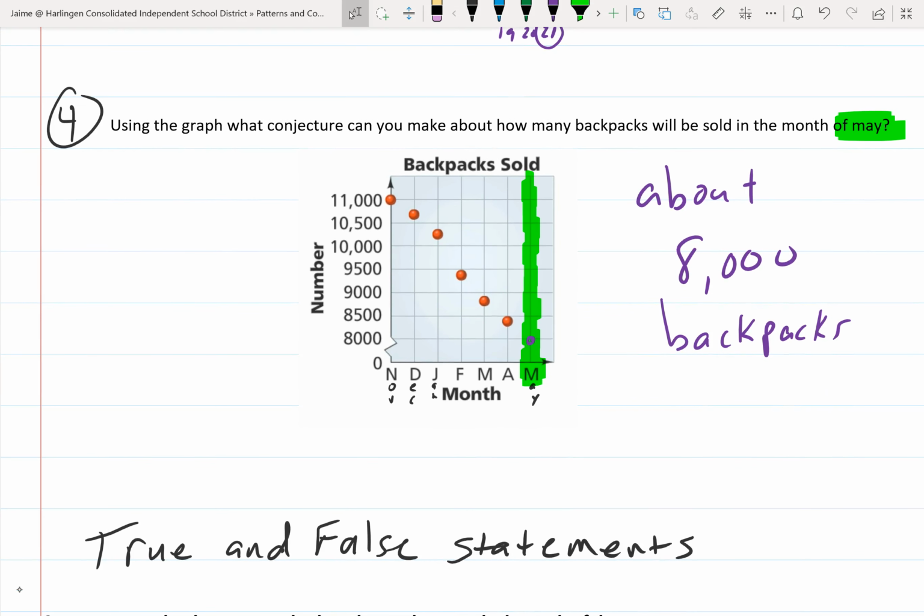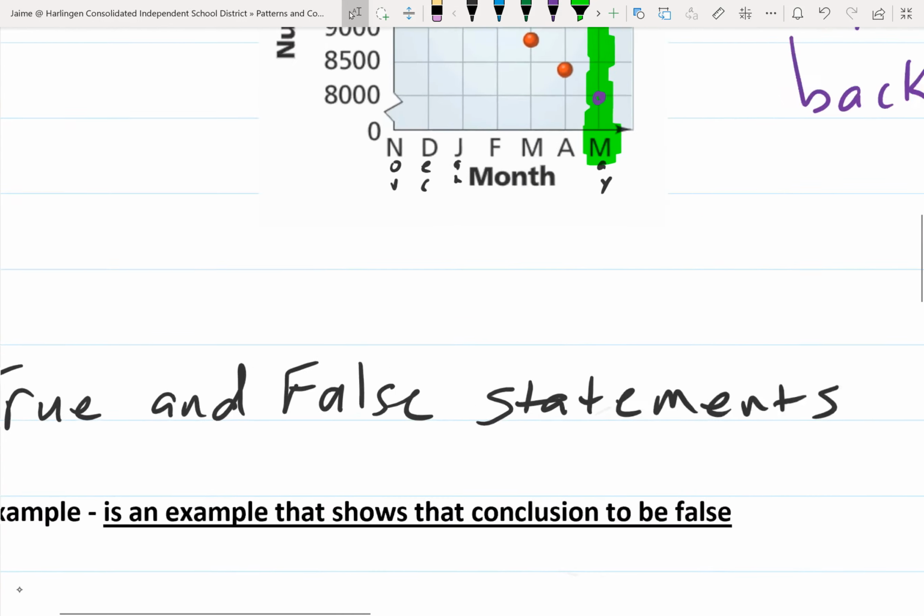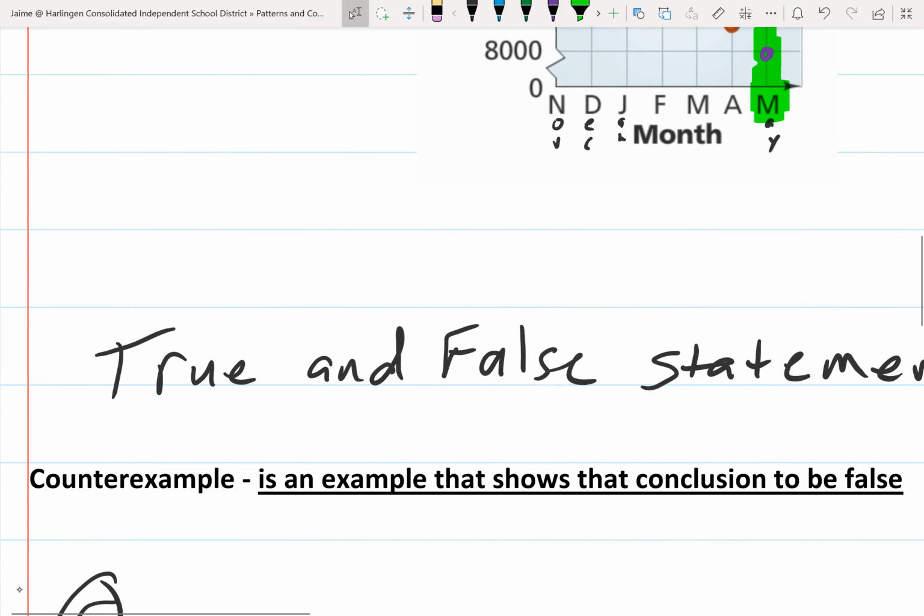Now we're going to move to something that we call true-false statements. True and false statements. A counterexample.